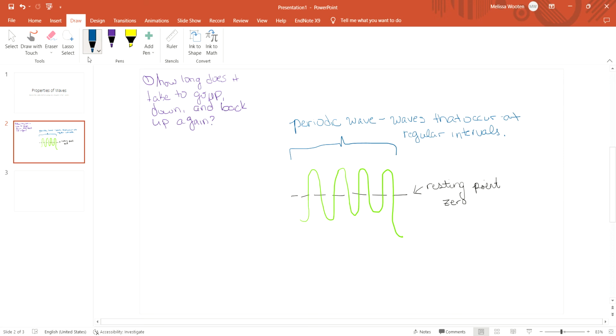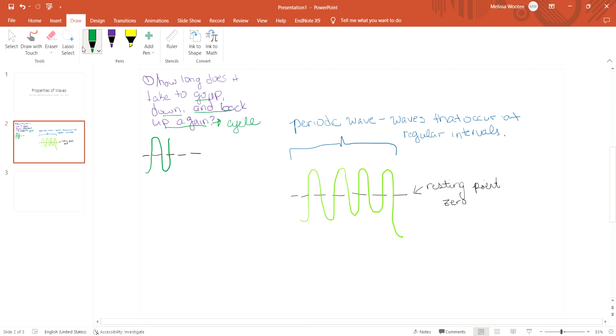So drawing my resting point again, like the beautiful artist I am. How long does it take to go up, down, and back up again? That whole idea, going up, down, and back up again, we call that a cycle.